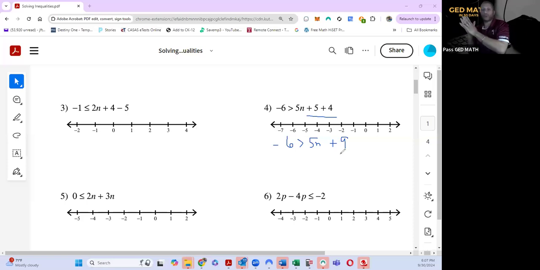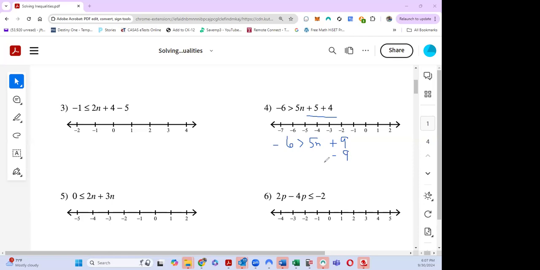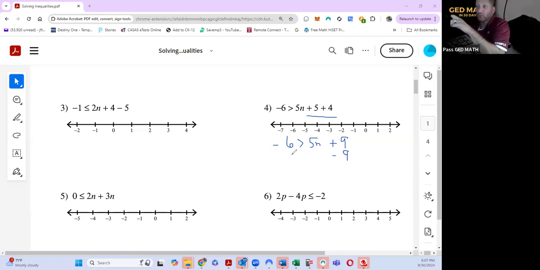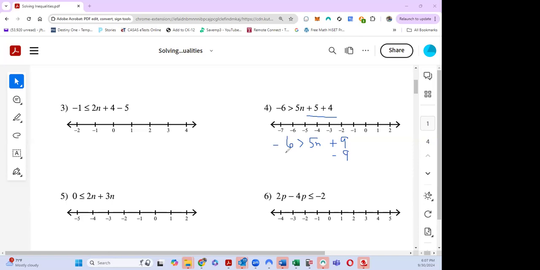Remember, when solving an algebraic equation, in this case an algebraic inequality, our whole purpose is to get the variable by itself. On the right side of the inequality we have two terms, 5n and plus 9. Since I'm trying to get the term with the variable by itself, I need to get rid of plus 9. So we'll do a -9 on that side too, and that cancels out.